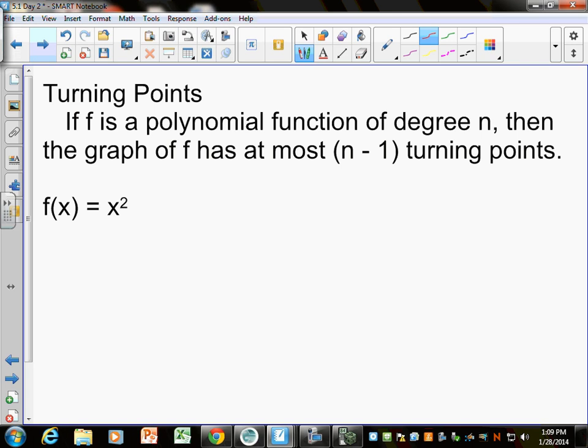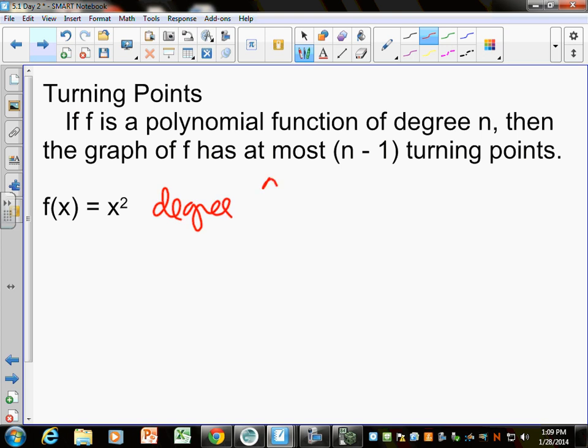Something else that they want you to know when you're talking about graphing is that if f is a polynomial function of degree n, then the graph will have at most n minus 1 turning points. And that's just something that it's not always true that it has that many, but it's the most that it could have. So I just wanted to show you what I mean in terms of x squared. What's the degree of x squared?